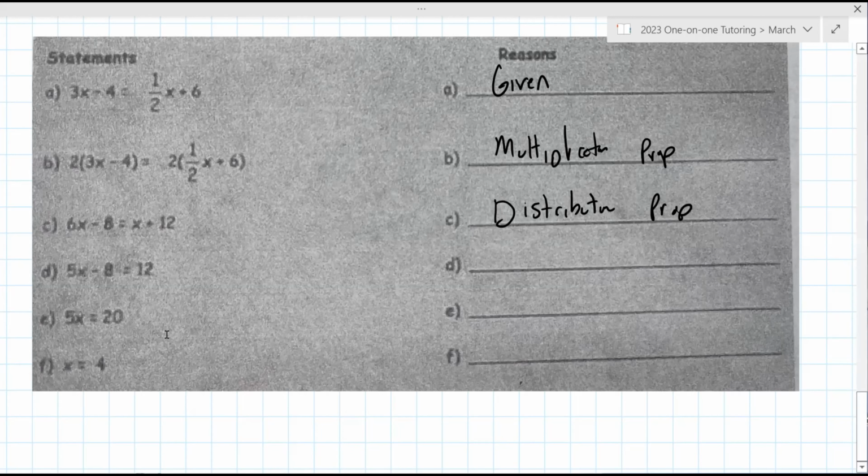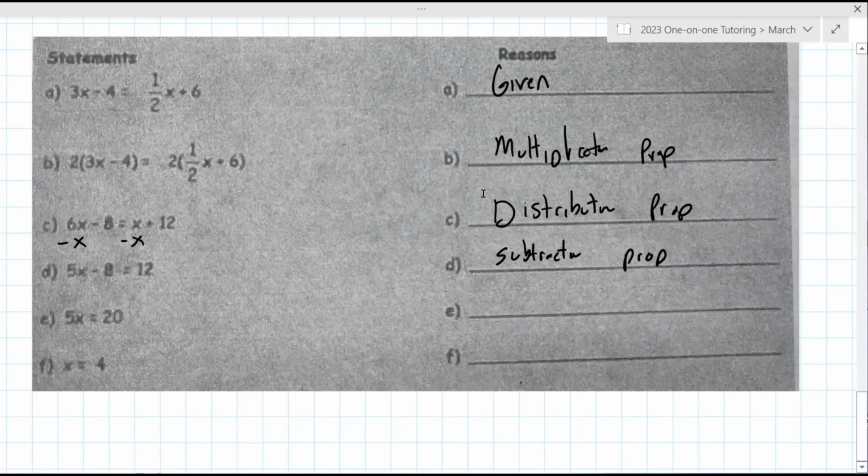All right. So how about now to go from C to D? C to D. What do you see that's the same or different? They took the x out. They subtracted the x. Yes, by the 6x. Yes, so you would say subtraction property.